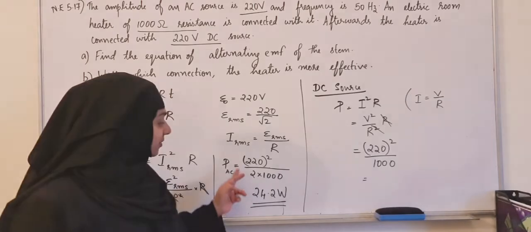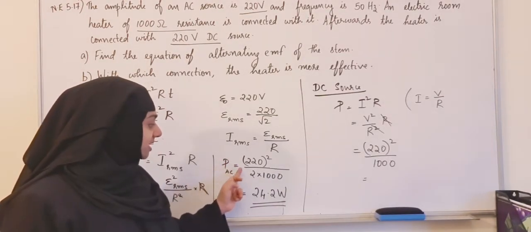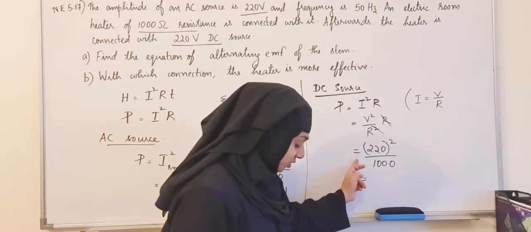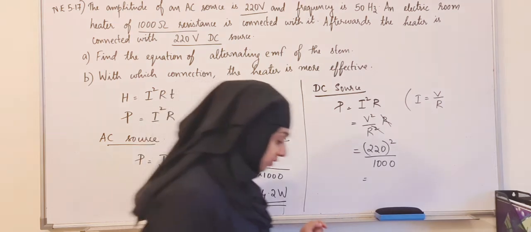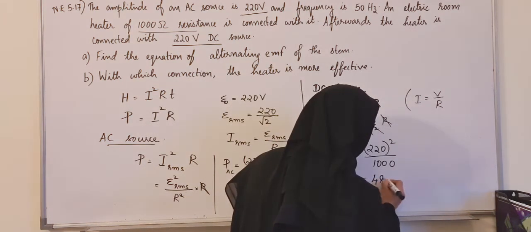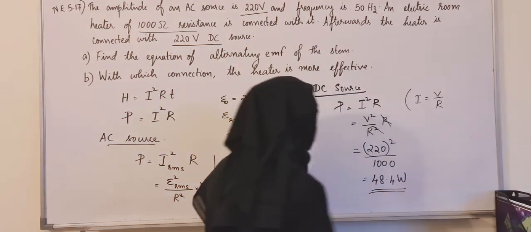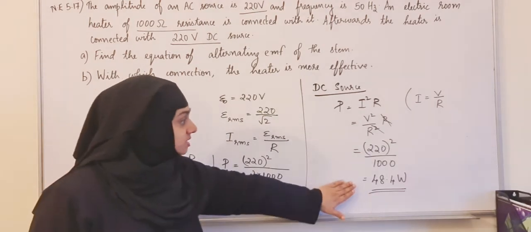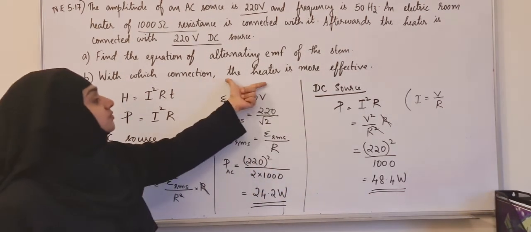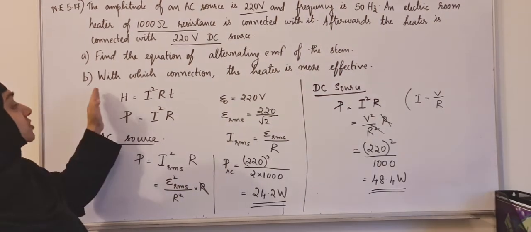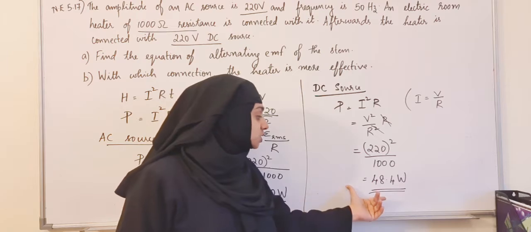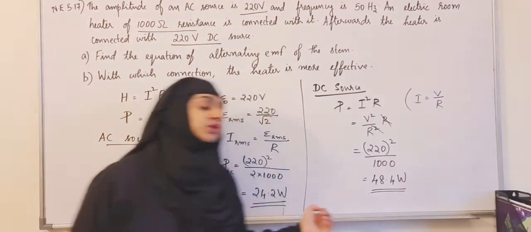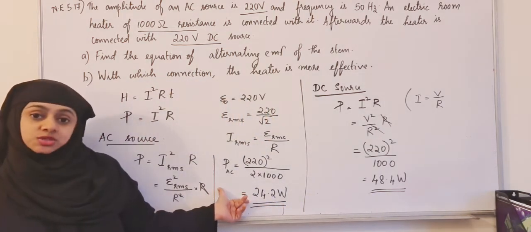and from here itself we can see that for AC, it becomes divided by 2. There is a by 2 here. Here you don't have by 2. So you will get the value as 48.4 watts. Which is higher? This is higher, right? So when you use a DC source, the heater will be more effective. So you have to tell that if you are using a DC source, more power gets converted to heat. So the heater will be more effective than when we use an AC source.